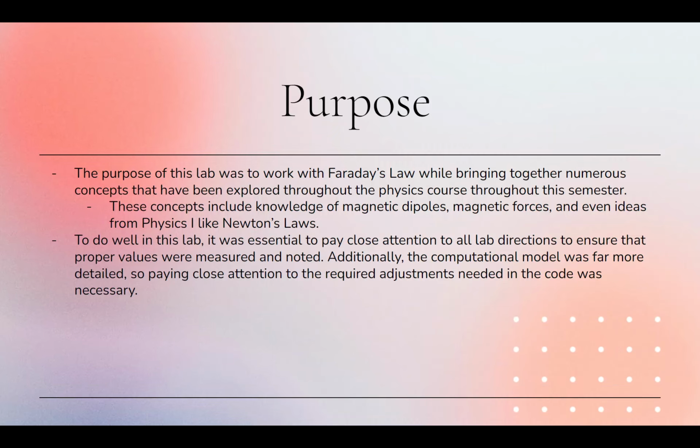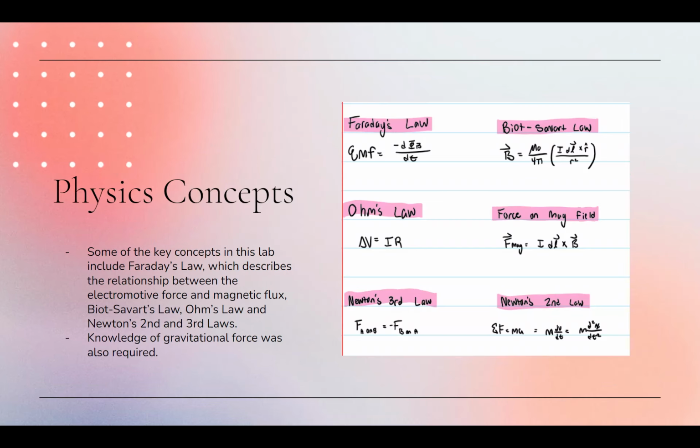To do well in this lab, it was essential to pay close attention to all lab directions to ensure that proper values were measured and noted. Additionally, the computational model was far more detailed, so paying close attention to the required adjustments needed in the code was necessary to ensure accuracy. Several of the key physics concepts can be seen on the right. These include Faraday's law, Biot-Savart's law, Ohm's law, the relationship between a magnetic field and magnetic force, and Newton's second and third laws. Additional knowledge regarding gravitational force was also required.